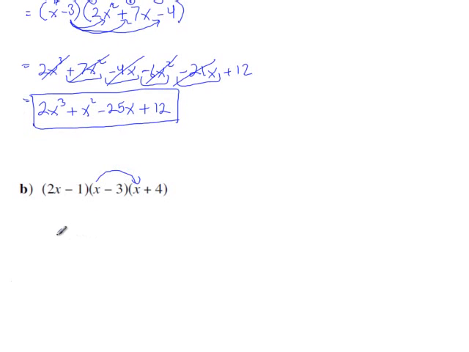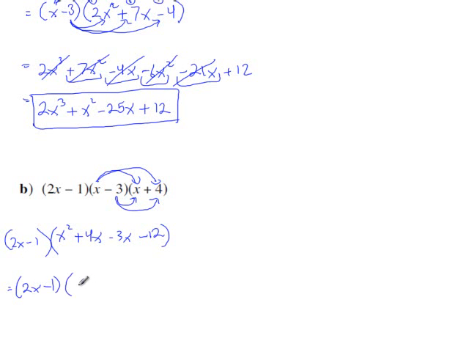So x times x, you get x squared. X times 4 is positive 4x. Negative 3 times x is negative 3x. And negative 3 times positive 4 is negative 12. This entire thing needs to be multiplied by 2x minus 1, so I put brackets around it. Then I'll simplify inside the second bracket, so I get 2x minus 1 times x squared. 4x minus 3x is just x, and minus 12.